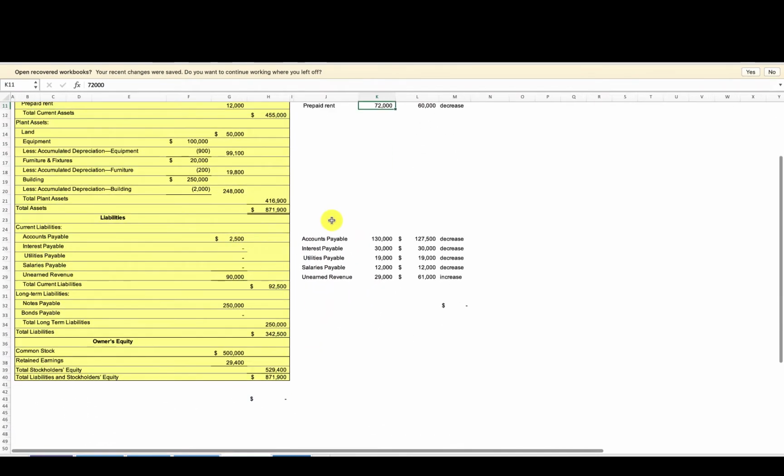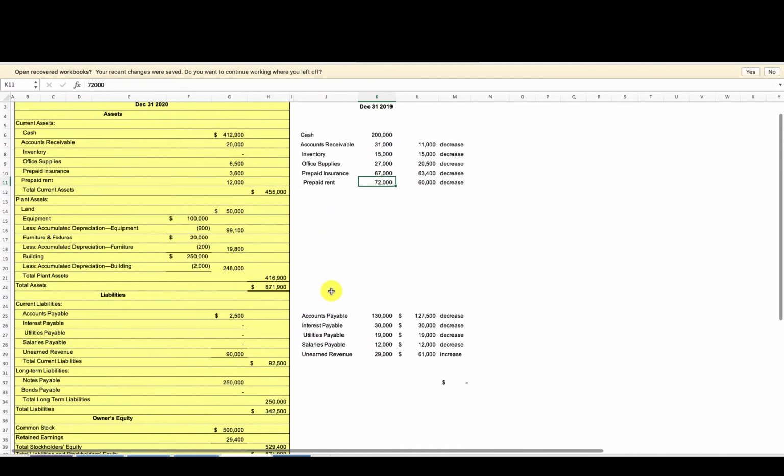So here's current liabilities. Here's the 2019 balance. And here's the 2018 balance. Accounts payable went from 130 to 2,500. That's a 127,500 decrease. Interest payable, utilities payable, salaries payable, they went from amounts to 0. So that's definitely a decrease, right? So a $30,000 decrease, $13,000 decrease, $12,000 decrease. Unearned revenue went from 29,000 to 90,000. That's an increase. So we had an increase in unearned revenue, which means we have a $61,000 increase. So here are our decreases and here's our increase.